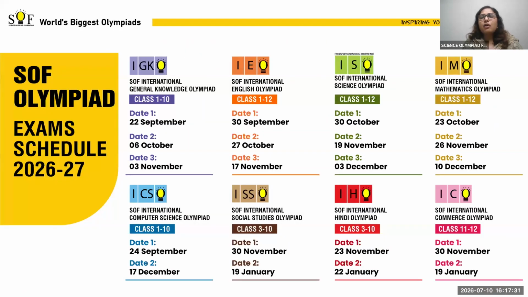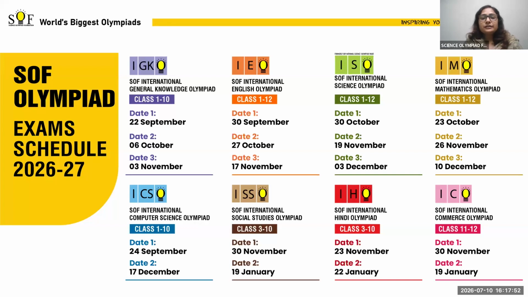Now, one concern schools often have is, our academic calendar is already packed. How will we manage another examination? Well, SOF understands this concern. That's why every Olympiad is conducted on multiple dates. We offer 3 exam date options for 4 Olympiads.